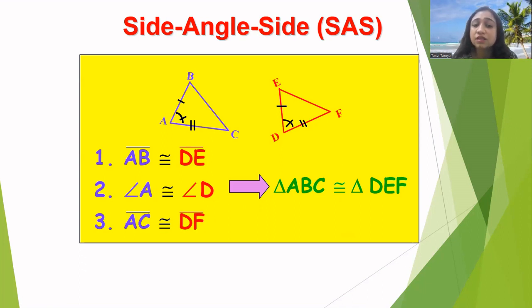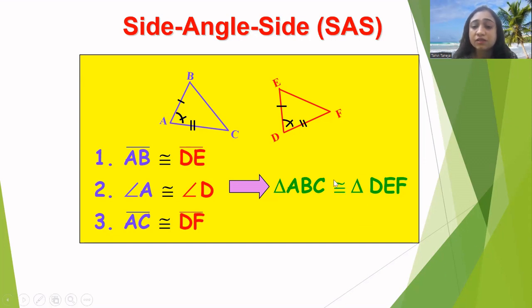So here in this, you can see AB and ED are equal. Then there is an included angle, angle A and angle D. And there is a side in the extreme, that is AC and DF. So two sides, angle in between, and there is one more side: AB, ED, angle A, angle D, AC and DF, and the two triangles are congruent.